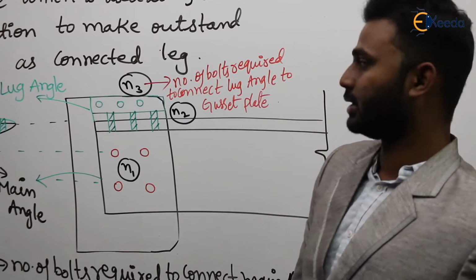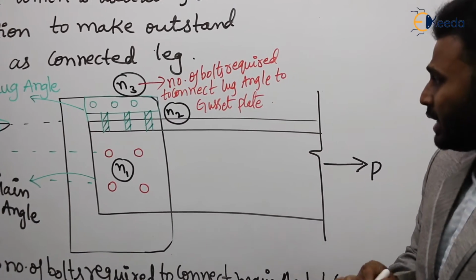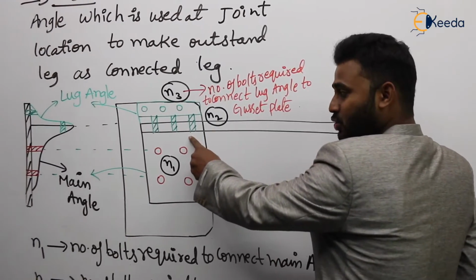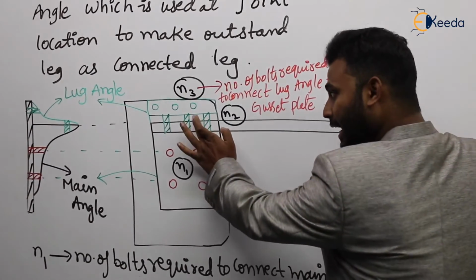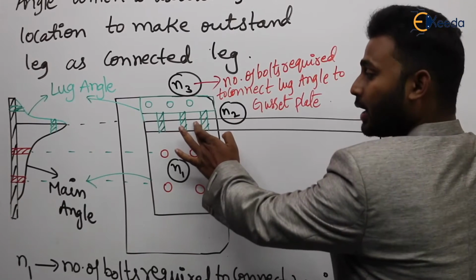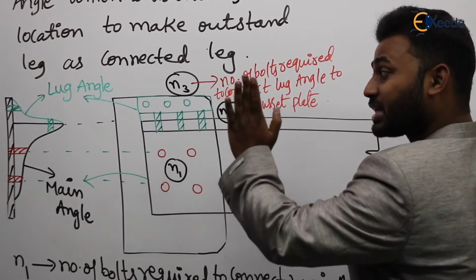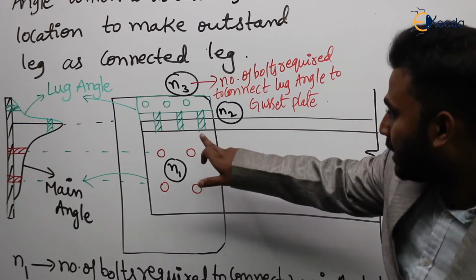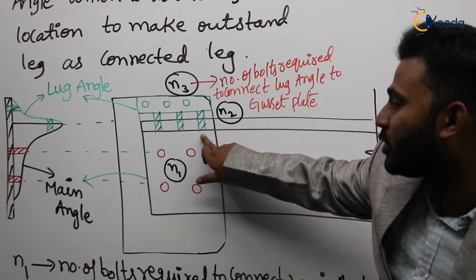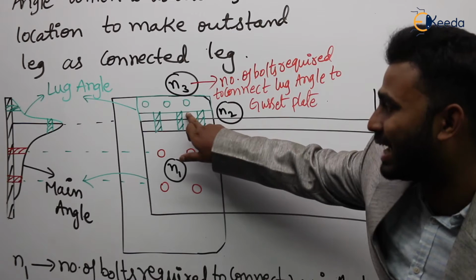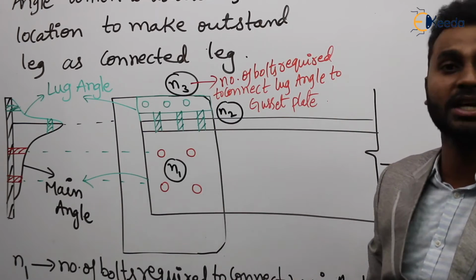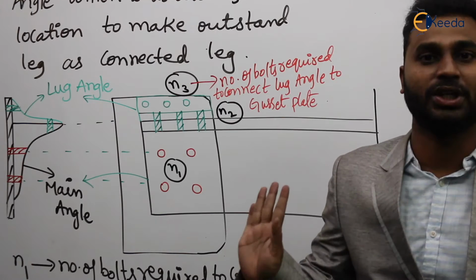Lug angle to gusset plate. Agree? Now if you observe here, the bolts are the connections used for connecting the lug angle to the main plate. The lug angle to the main plate connection should start in advance of the other connections. The bolts which we use to connect this outstand to the lug angle are going to start in advance in comparison to all other bolts. Yes or no? That is one of the provisions.